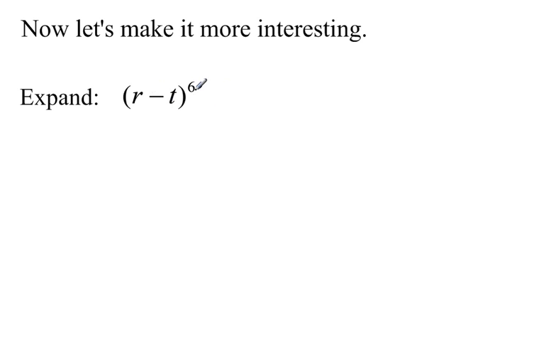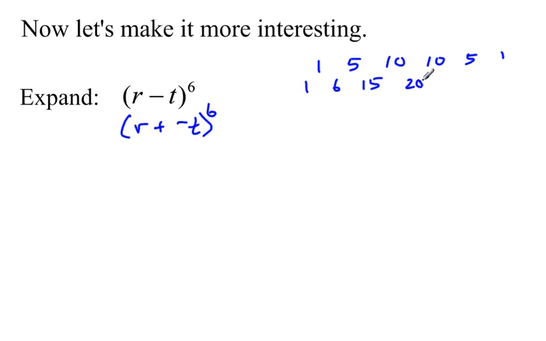We've got it to the sixth power, and it's r minus t. And we need to think of this as r plus negative t. That's going to help us out in this. And we need row 6. So let's see, after 1, 5, 10, 10, 5, 1, that was the fifth row we just used, we get 1, 6, 15, 20, 15, 6, 1.